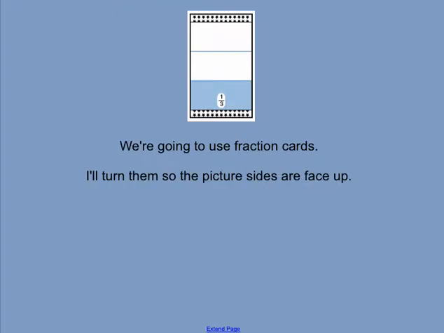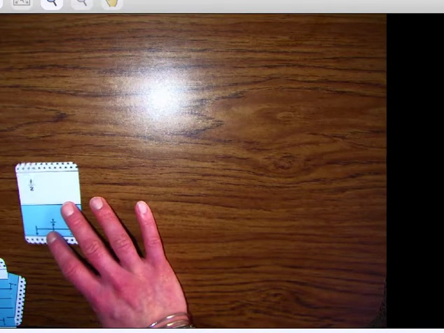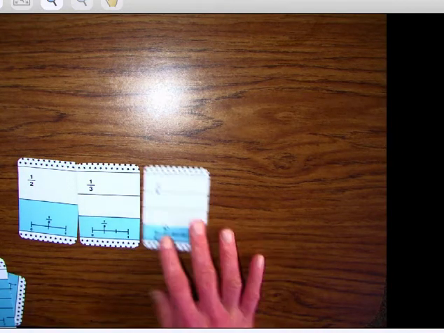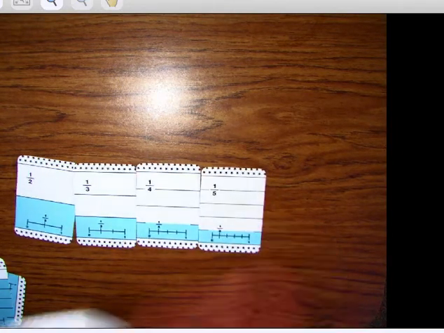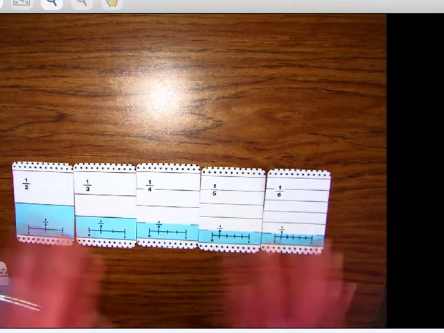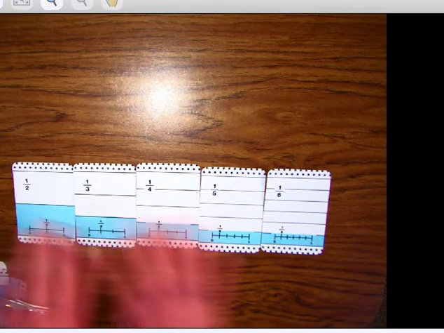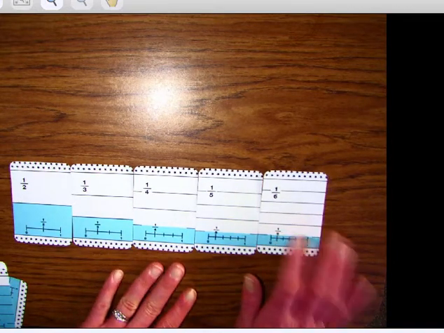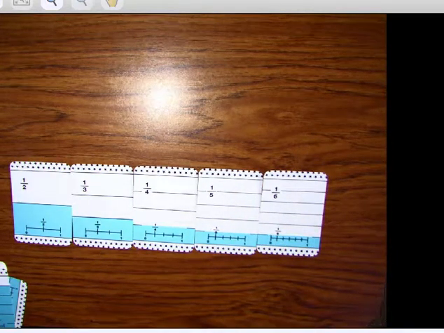So today I'm going to start with using some fraction cards, and I'm going to turn them so you can see them in the picture or the fraction side up. So I'm going to switch over to this so you can see, and I'm going to lay down 1/2, or 1 out of 2, 1/3, 1/4, 1/5, and 1/6. Now, if I put them together nice and neat, I want you to notice something. What do you notice about these fraction cards?